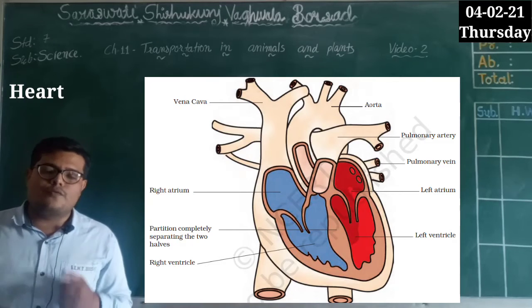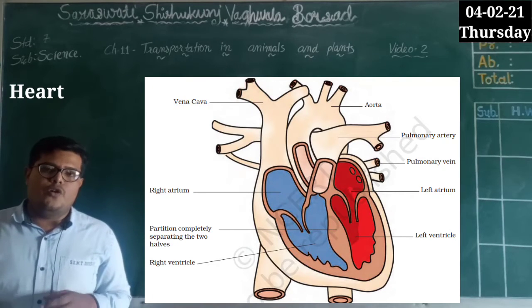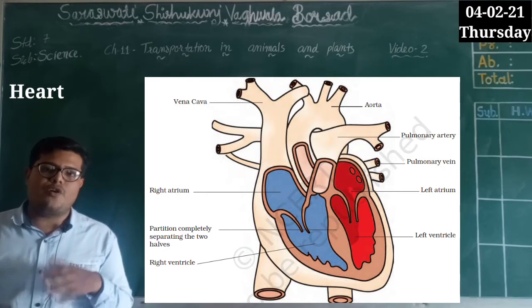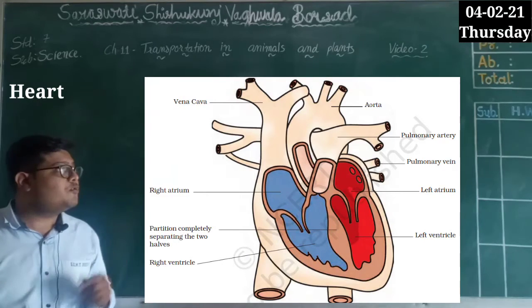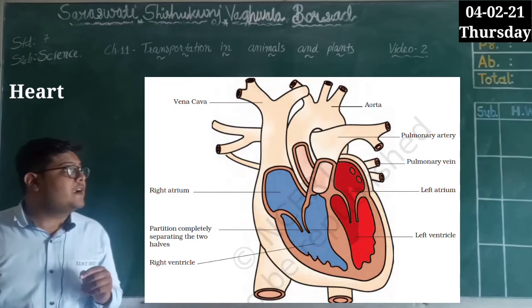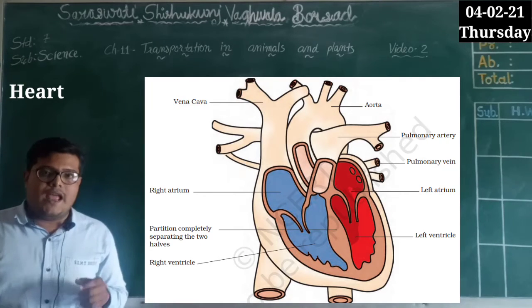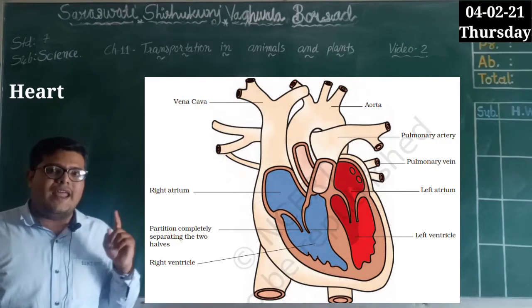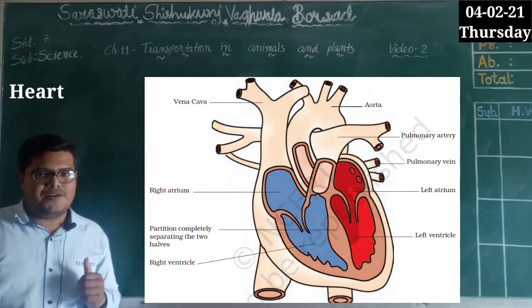So the heart is hollow from inside, that we all know. That hollow structure has 4 chambers or 4 compartments. So here we talk about 4 compartments. The upper 2 compartments, as you see, are known as atria. When you talk about one, we pronounce it atrium: left atrium and right atrium, right?